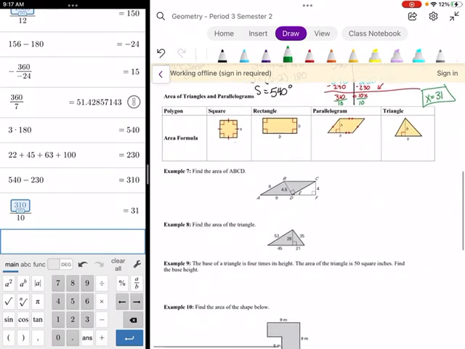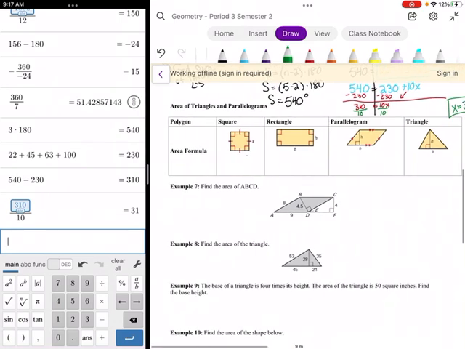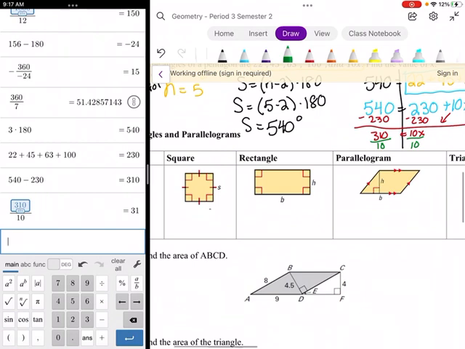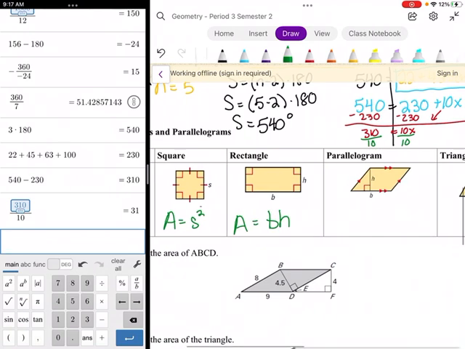And the next part is talking about the area of a square, rectangle, parallelogram, and triangle. So hopefully all of these are familiar to you. So the area of the square is just the side length squared, or you can take the side length times the side length. Area of a rectangle is base times height. Area of a parallelogram is also going to be base times height.